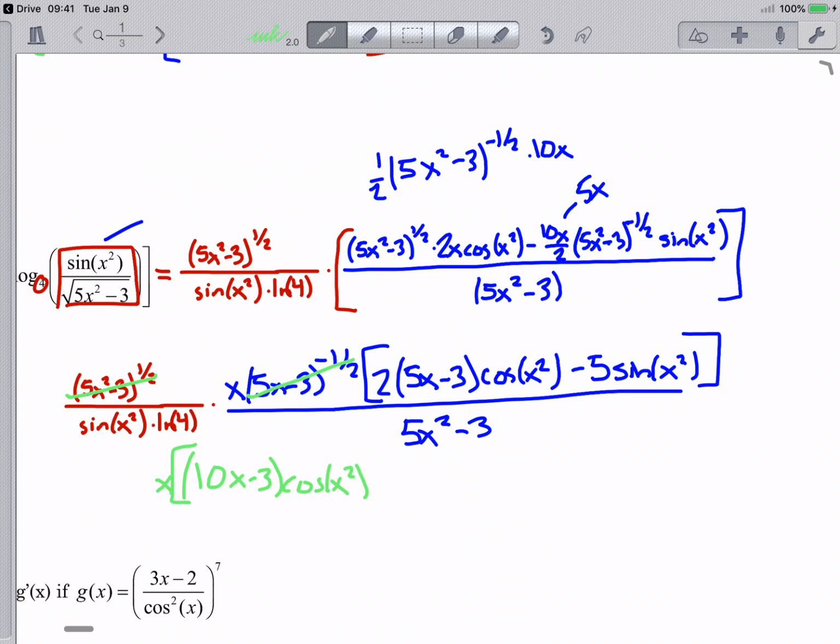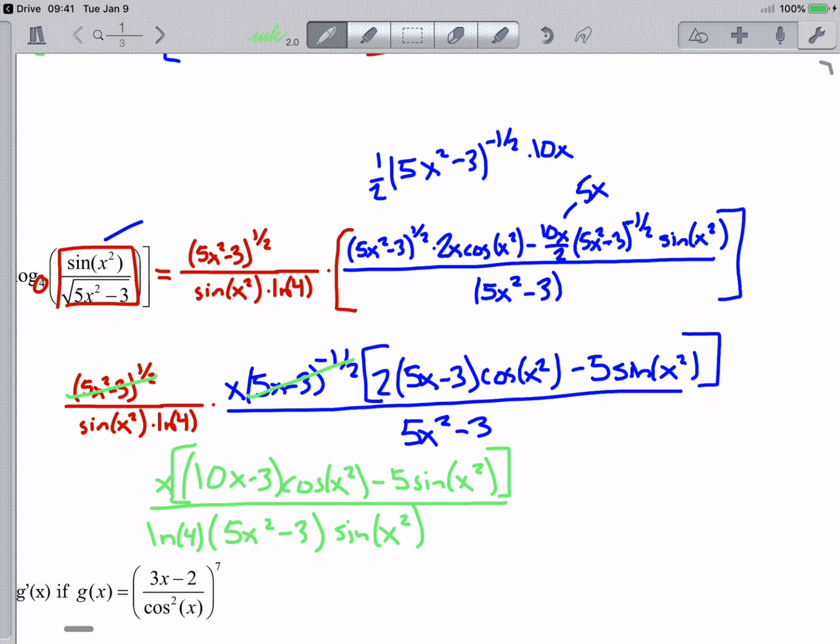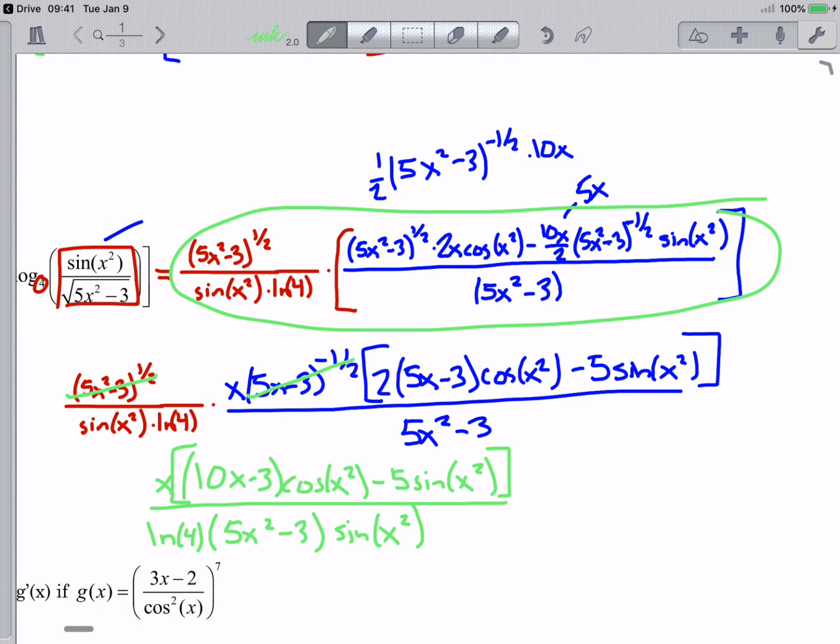cosine of x squared minus 5 sine of x squared all over ln of 4 times 5x squared minus 3 times sine of x squared. But really, if you can get this part right here, you're good to go. The rest is just algebra. It depends on what the context of the question is. Do you really need to simplify it?